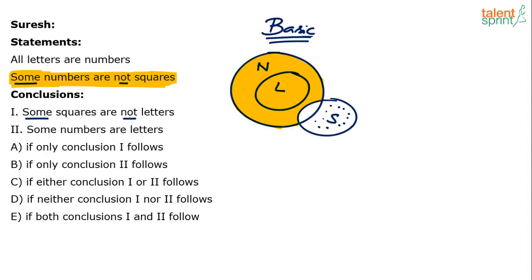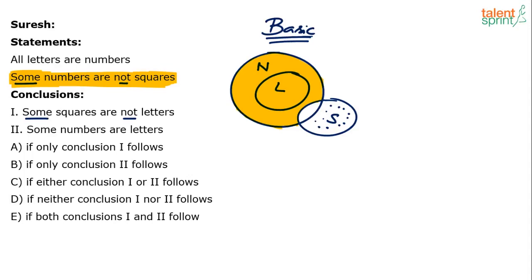But I have a different way of solving such questions. Whenever we have a some not type of conclusion, instead of trying to draw all the possible diagrams to verify whether this conclusion really follows or not, what we can do is check the converse. For some squares are not letters, what's the converse? Now you may get a little confused. What do you mean by converse? Converse here I mean the complementary conclusion for some squares are not letters.